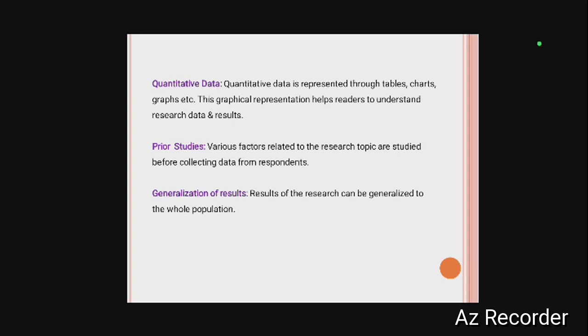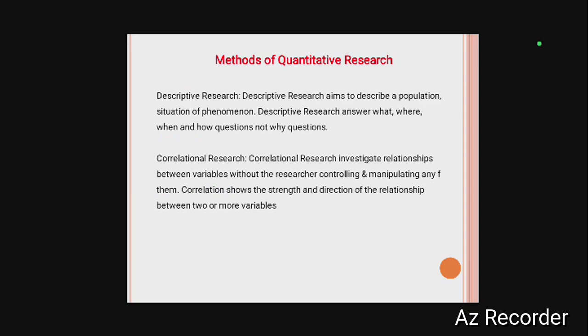Generalization of results. Results of the research can be generalized to the whole population. Generalization means we do any kind of study on a sample only, and that sample study is generalized to the whole population. Next is descriptive research. Descriptive research aims to describe a population, situation, or phenomenon. It answers what, where, when, and how questions, but not why questions.